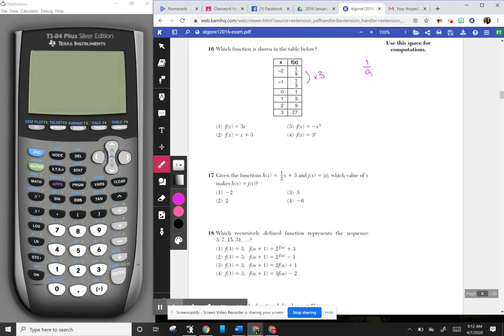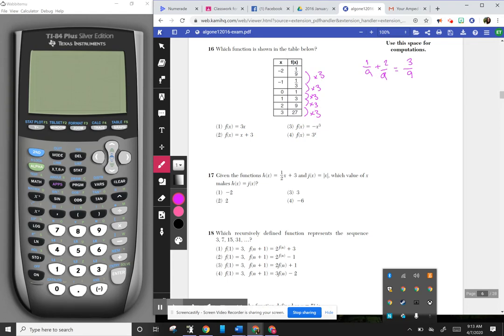Basically, 1/9 plus what would give you 1/3, which is 3 over 9. So we could say we're adding 2/9, but simpler than that is to multiply by 3. And if you look at the next difference, 1/3 to 1, that's multiplying by 3 again. 1 to 3, you're multiplying by 3 again. 3 to 9, by 3. 9 to 27, by 3.